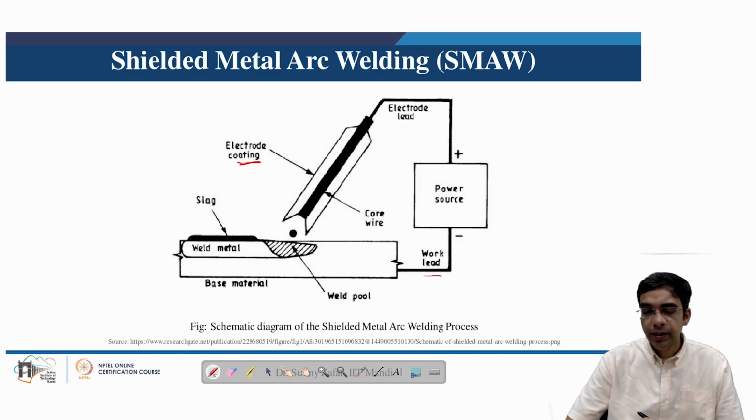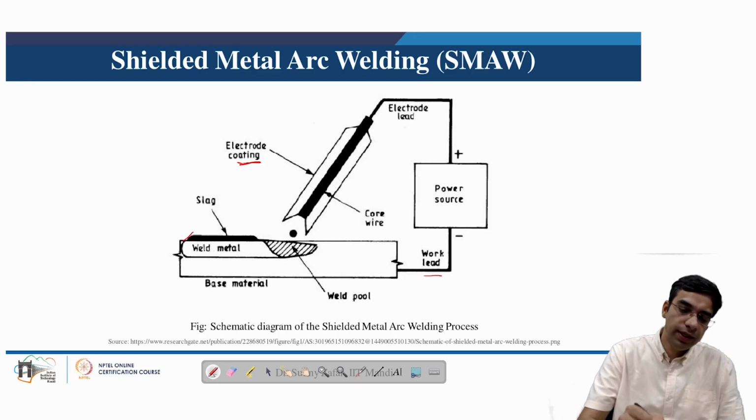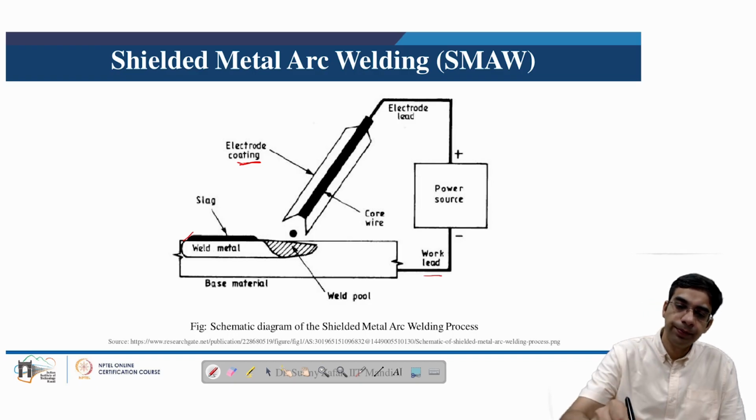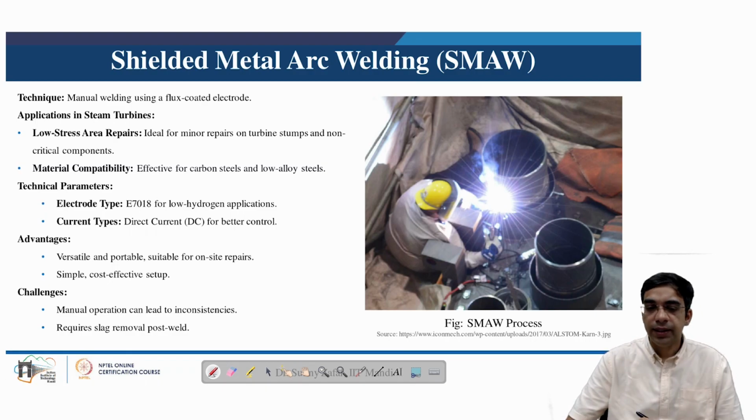And the impurities in the weld are basically collected in the form of slag, which is deposited on top of the weld metal. And if we are interested in multi-pass welds, or the weld is the final layer, then in that regard the slag has to be removed from the weld surface. So in the context of steam turbines, the shielded metal arc welding process is used, where manual welding is carried out using a flux coated electrode.